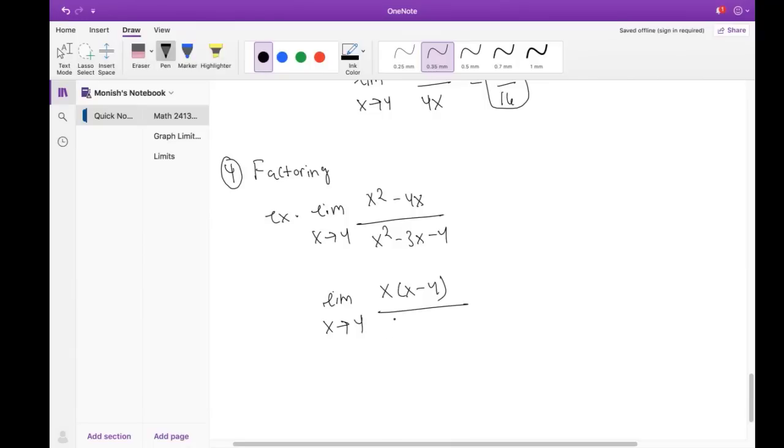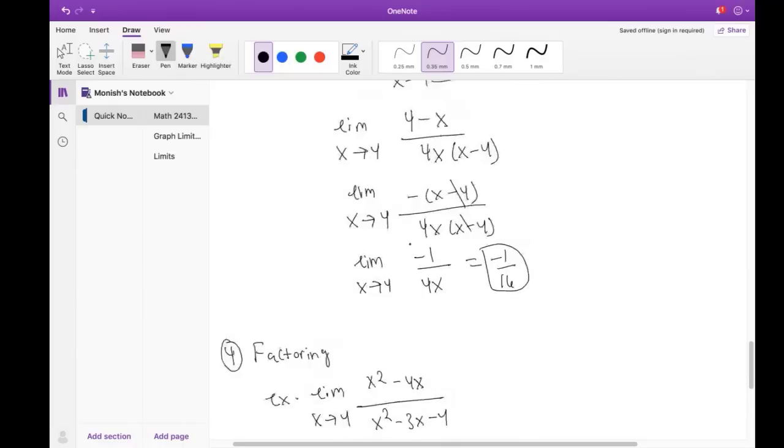And yeah, x minus 4 and x plus 1. And again, common terms cancel out from the top and bottom. So all we're left with is the limit as x approaches 4 of x over x plus 1. This will end up getting 4/5 when we plug 4 back in.